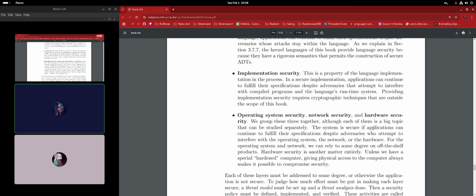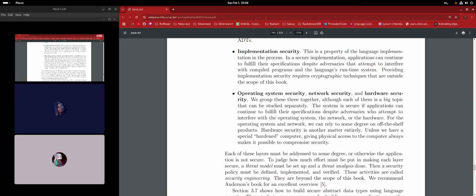The system is secure if applications can continue to fulfill the specifications in use, assuming the existence of those three. And then the hardest one to fix by far is hardware, because this is so expensive to do and so complicated to make that that's the reason there are so few players doing that.